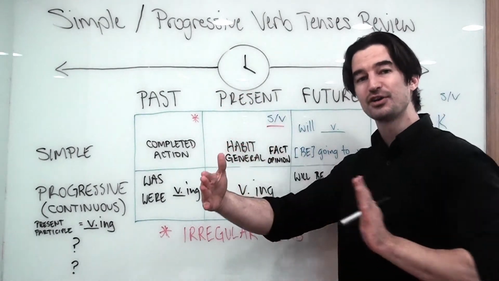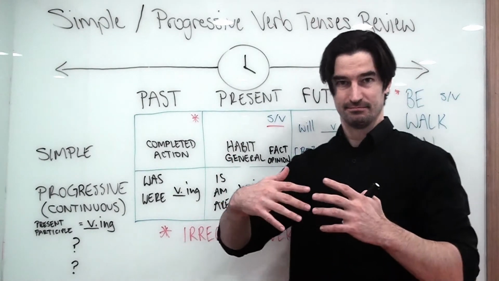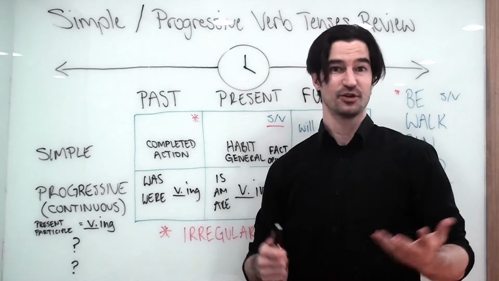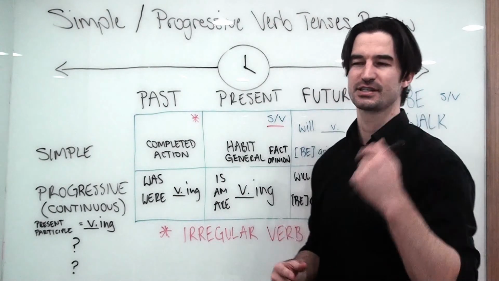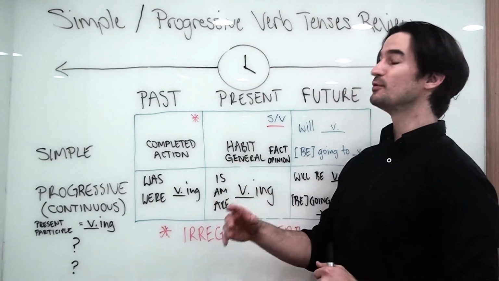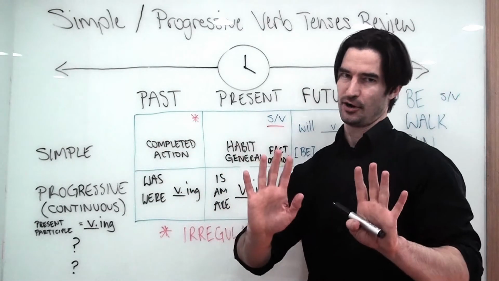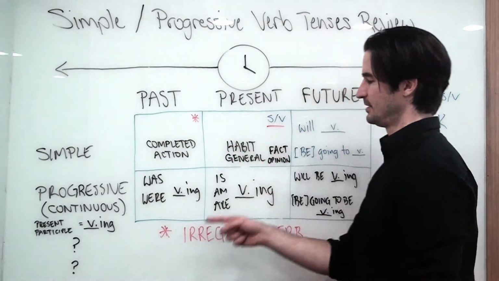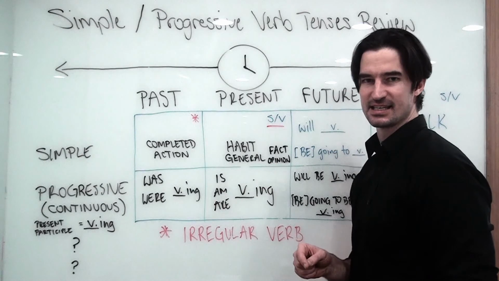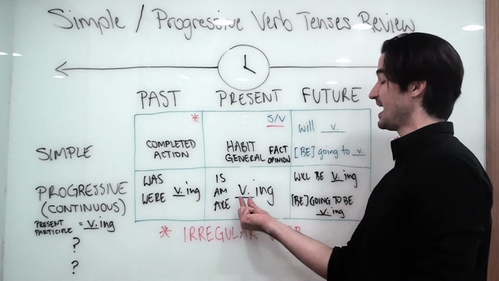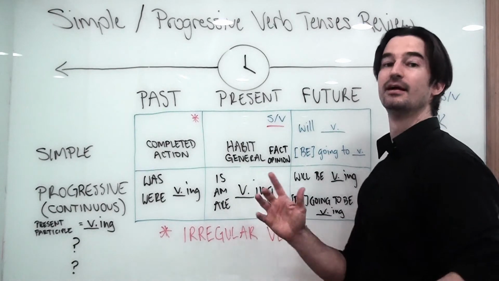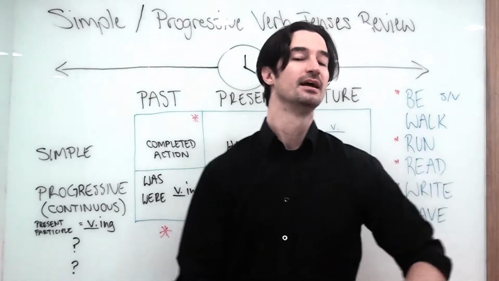But this is an ongoing action. It's going to be ongoing until this video ends. But I'm not going to keep talking about it, because that will just get boring. Let's move on. Sorry, before we move on, remember the present tenses of the be verb. Is, am, are, plus verb ing. Now we can move on.